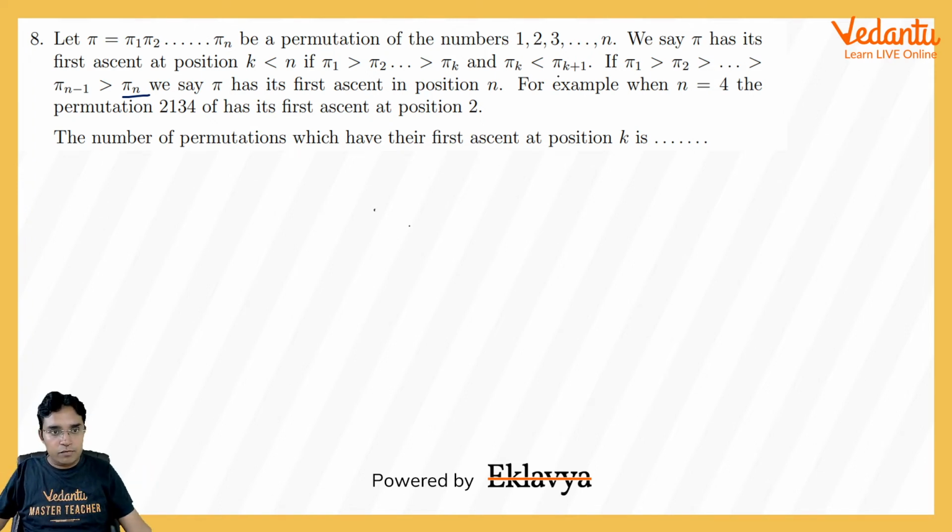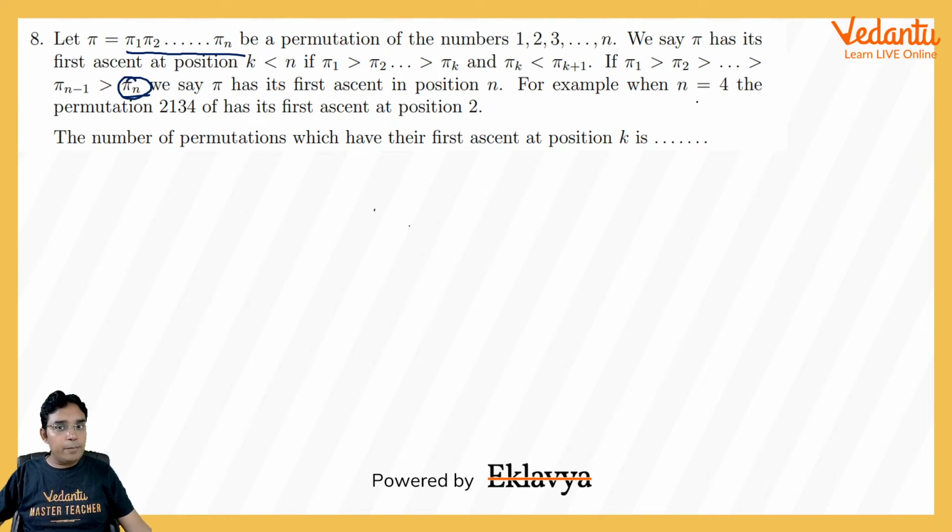You can place all of them, and we say pi has its first ascent in the position n. Okay. If all the numbers are in that decreasing order, then you can say the first ascent will be at nth position. Although we may not be able to compare with the n plus 1th position because we are having only n numbers in this sequence, but yes, they have defined it separately. Then we will call this the ascent in the position number n.